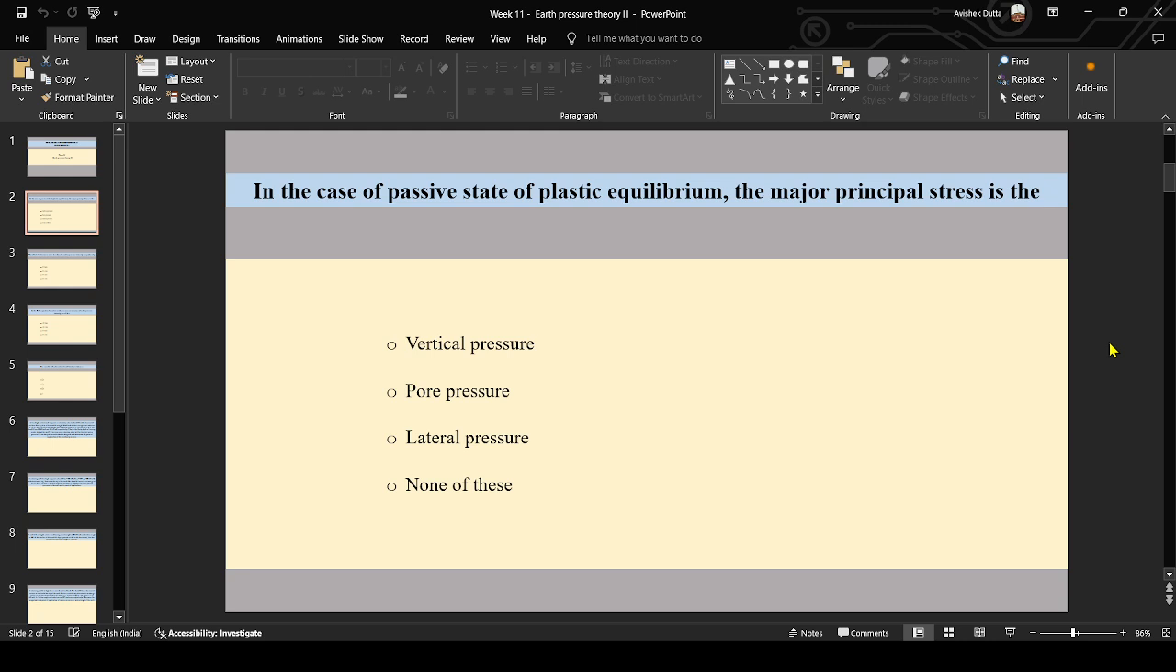In the case of passive state of plastic equilibrium, the major principal stress is the. Your options are vertical pressure, pore pressure, lateral pressure, or none of these.